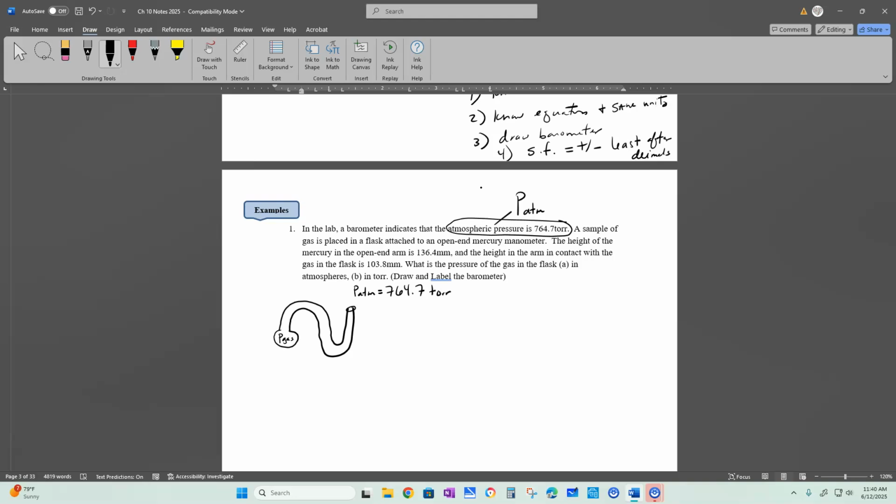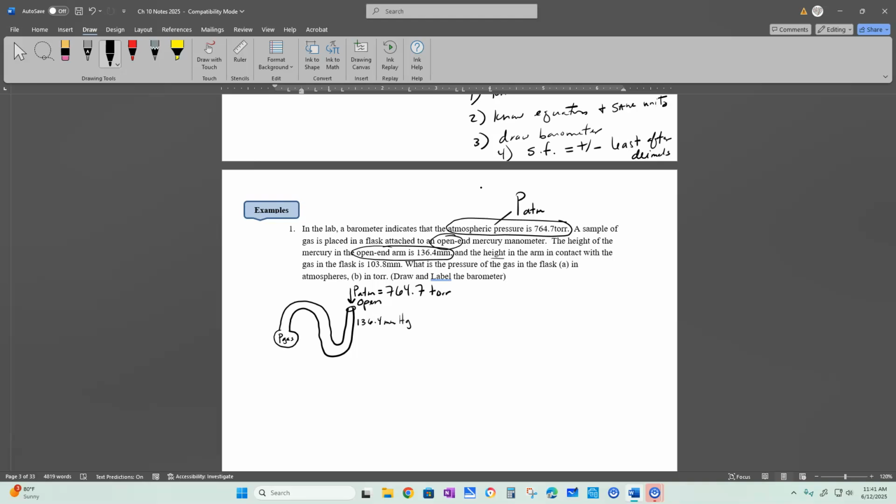A sample of gas is placed in a flask, so I got gas in there, and it says open end, so that just told me a lot of information. And that PATM, that means it's able to go through the tube. The height of the mercury in the open end is 136.4 mm. Remember, mmHg, this is mercury.